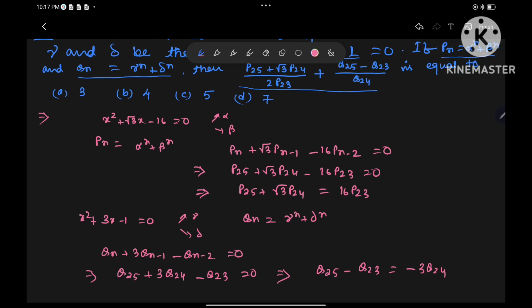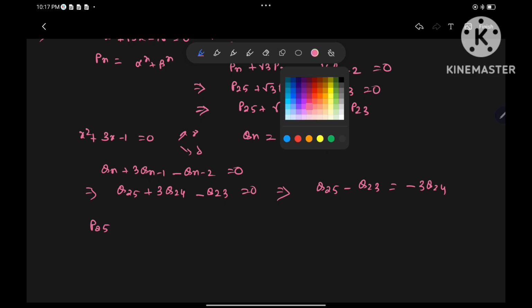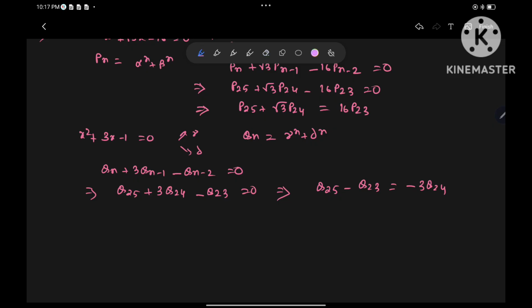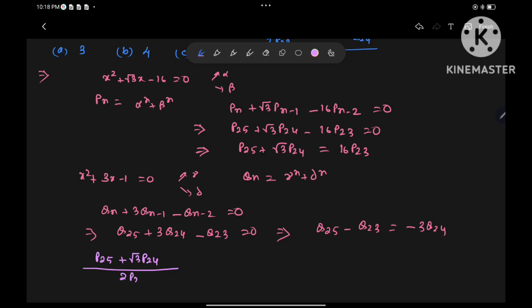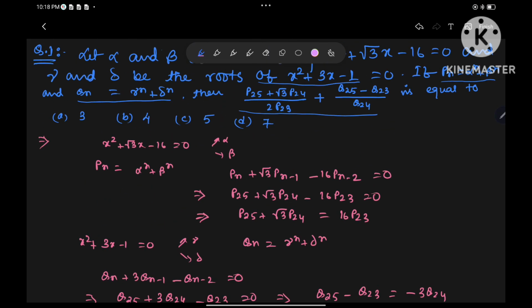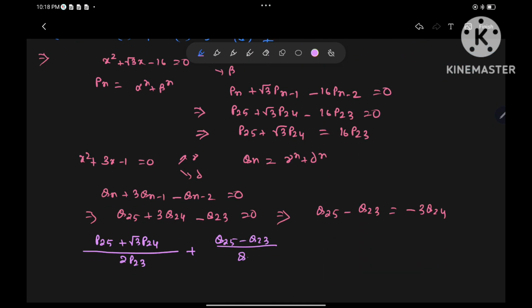Now come to the expression, that is P25 plus root 3 P24 divided by 2 into P of 23 plus Q25 minus Q23 divided by Q24. I'm just using another color so that it will be much clearer to all of you. Okay, so let us put in the values one by one.